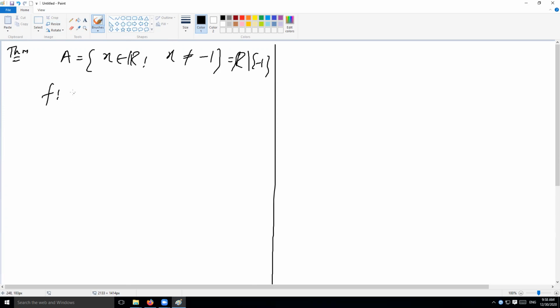And F is a function from A to R. F is a function from A to R defined by f of X is equal to 2x over X plus 1. And I want to see that, is this function onto? Is this onto?